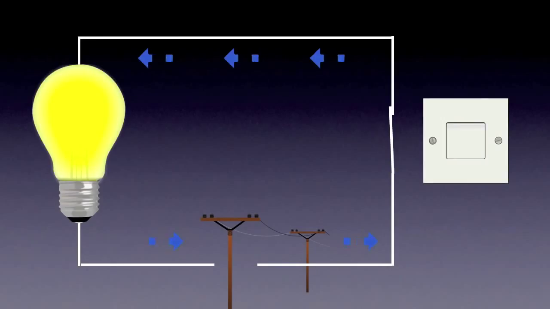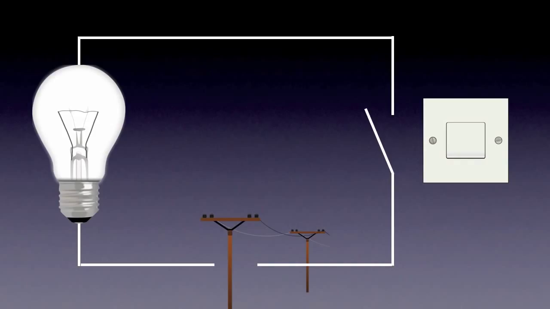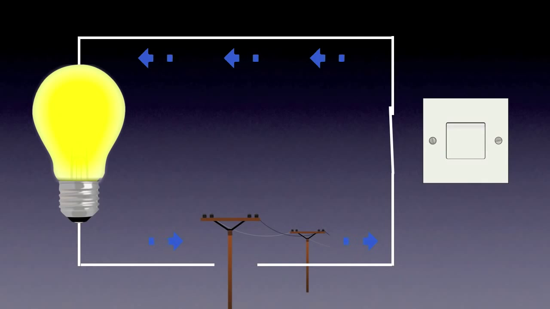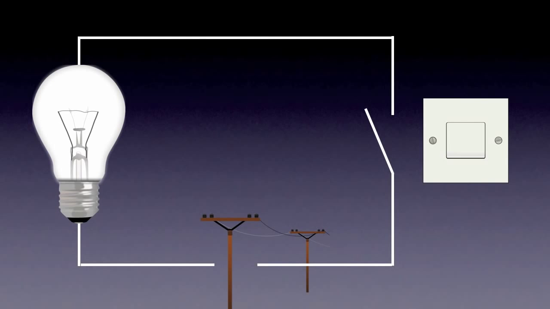When we turn on the light switch, electricity flows from the power supply, through the switch, through the light bulb, and back to the power supply, completing the circuit. If we turn the switch off again, the circuit is broken and no electricity can flow through the light bulb. The light goes out. Let's see that again. On, off.